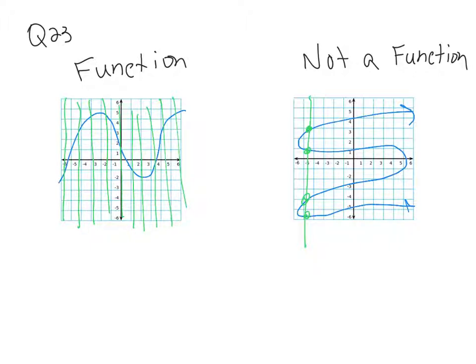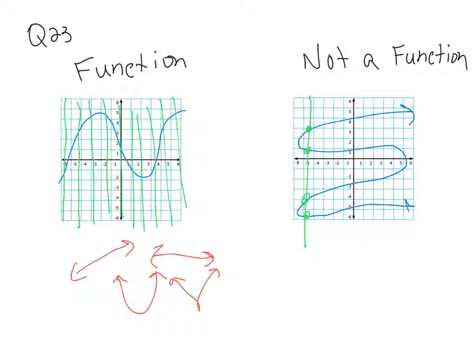So some other functions that you could have drawn were linear. If it's going diagonal, you could have drawn a horizontal line. A parabola is an example of a function. Anything that when you draw it, it would be able to pass that vertical line test.